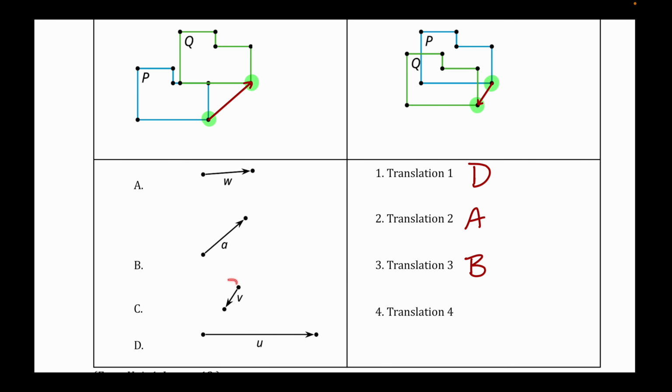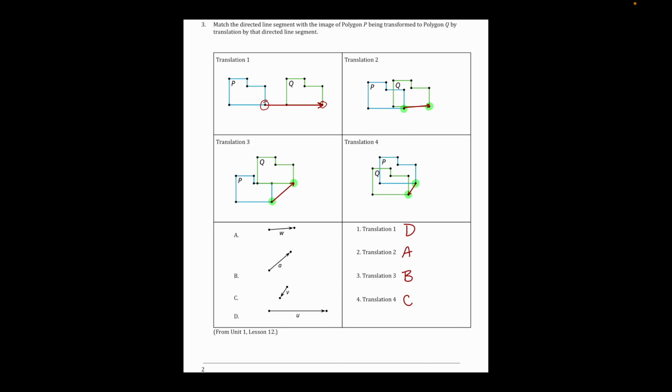And we're still going to just double check. Does this line segment match up with this one? Looks like it does. It is short and then going down and to the left. So we have D, A, B, and then C for this question.